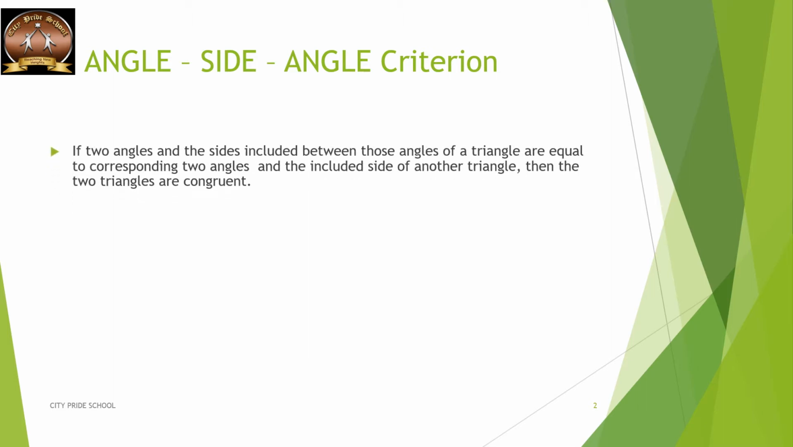So it states that if two angles and the side included between those angles of a triangle are equal to corresponding two angles and the included side of another triangle, then the two triangles are congruent.